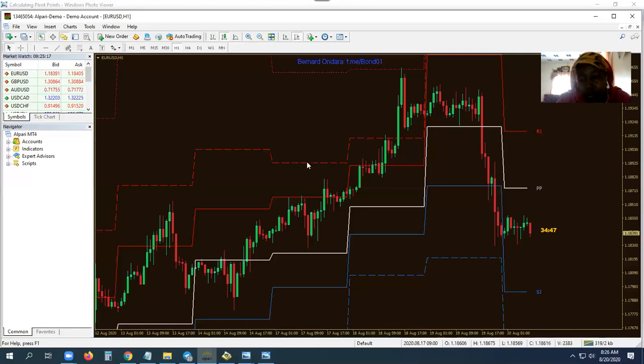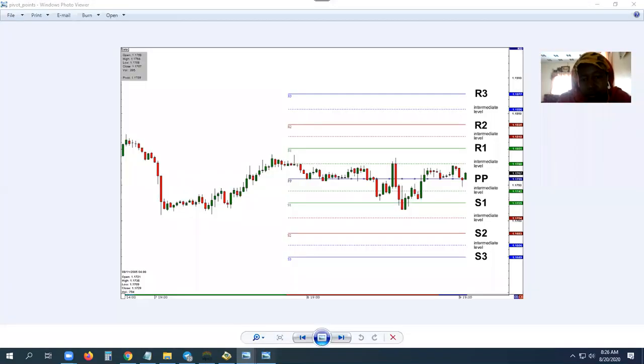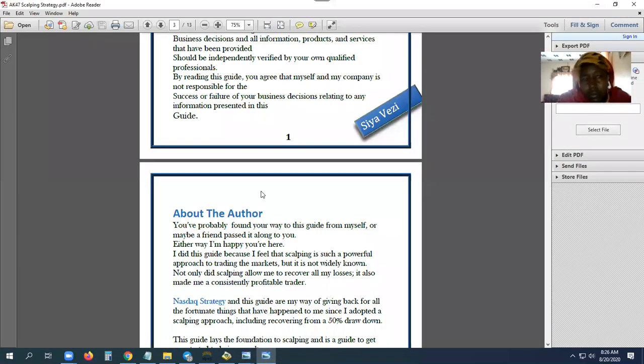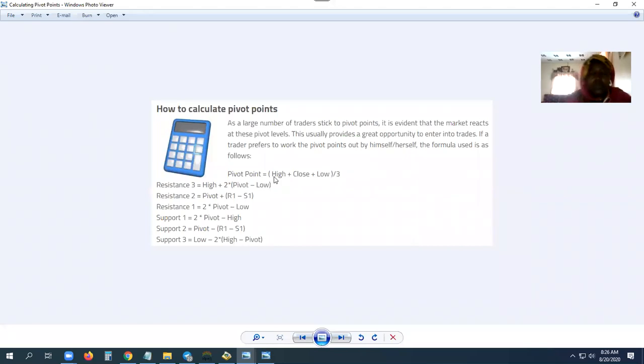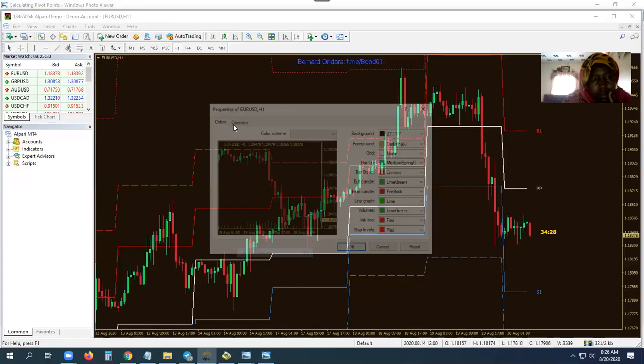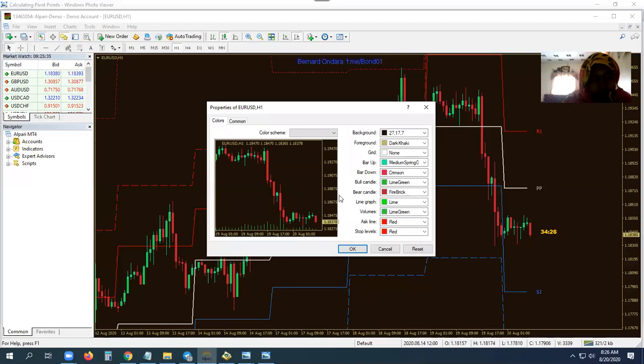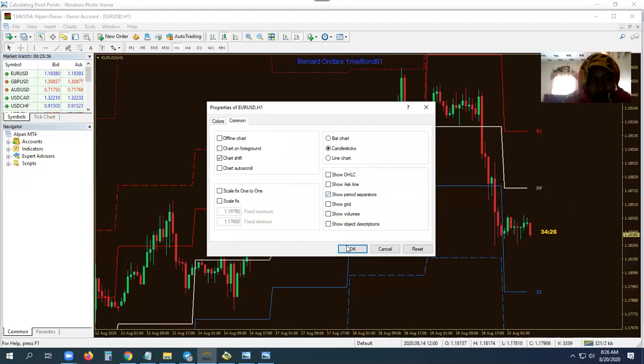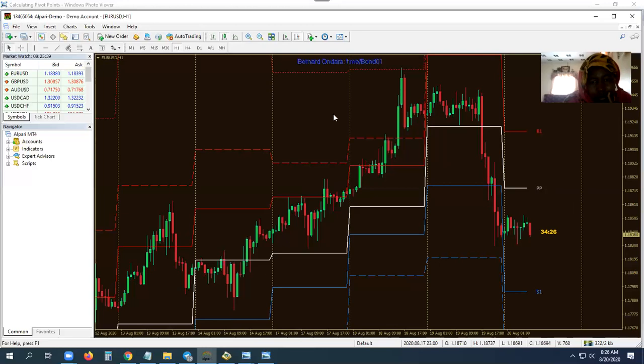Now, this indicator does this automatically for you. You don't have to draw these things on your own. But just for you to be aware of what this is, it is based on information from previous days. So do remember that. If I say show period separators, these vertical lines show me the beginning of a day, which is also the end of a day.